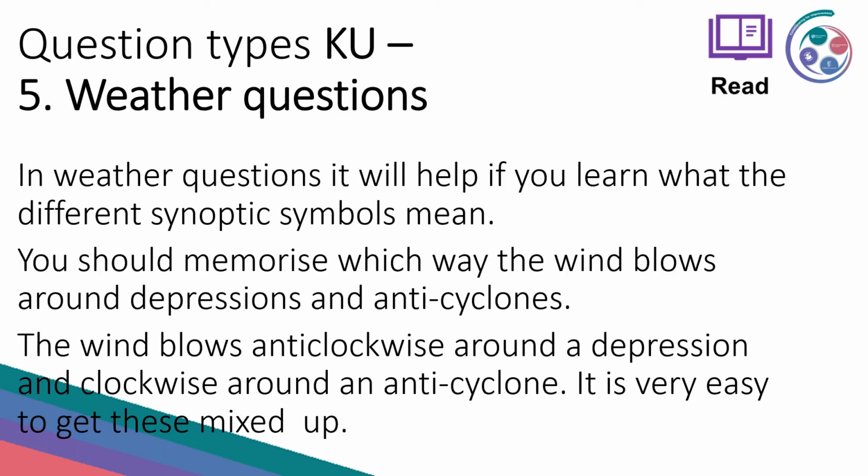The last section we've got for this, our last part of the KU questions, is weather questions. In weather questions, it will help if you have learnt what different synoptic symbols mean. You should memorise which way the wind blows around depressions and anticyclones. That is very helpful. It would be a lot easier if it was the same for both, but remember, the wind goes clockwise around an anticyclone and anti-clockwise around a depression. Try not to get those mixed up.